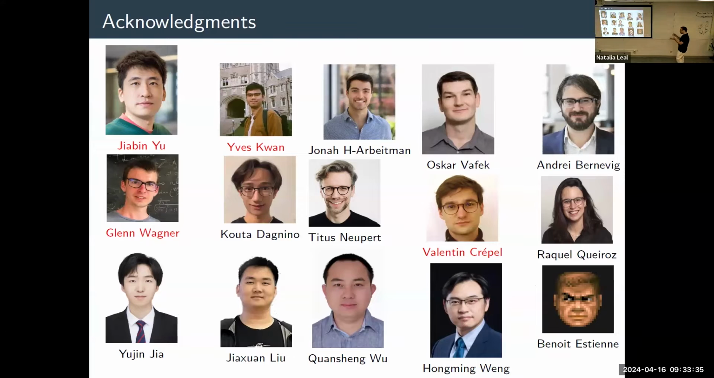The work was done with lots of people, but let me acknowledge a few main contributors. These are students, of course, from Princeton: Javin Yu and Yves Kwan, who are both postdocs. Javin, I think, will move soon to Florida, if I'm correct. Yves will look for a postdoc, so looking for good candidates is one of them. Also Glenn Wagner from the University of Zurich will be on the market next year, and also Valentin Crepper from the Flatiron. So you have lots of good people if you want to hire.